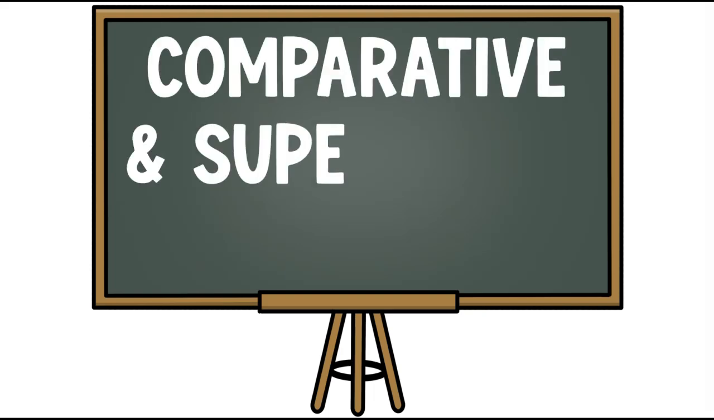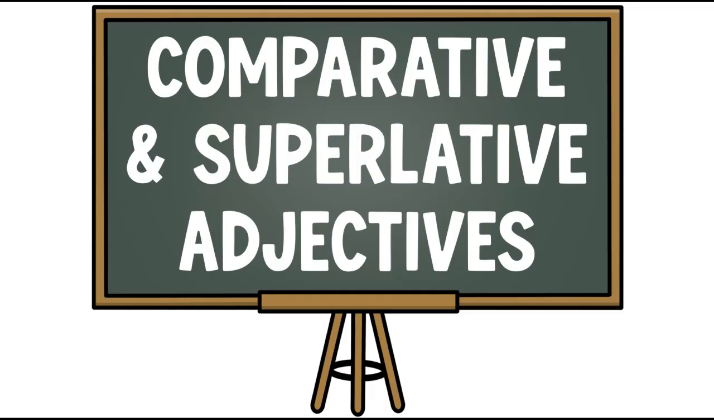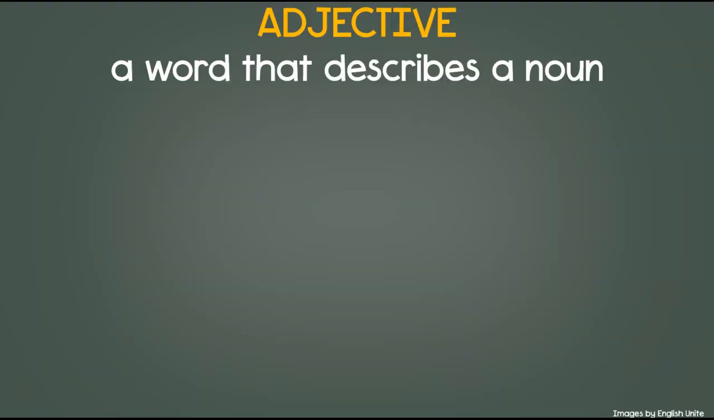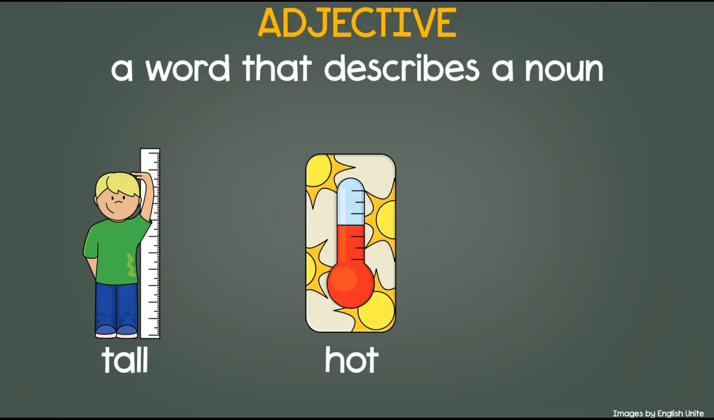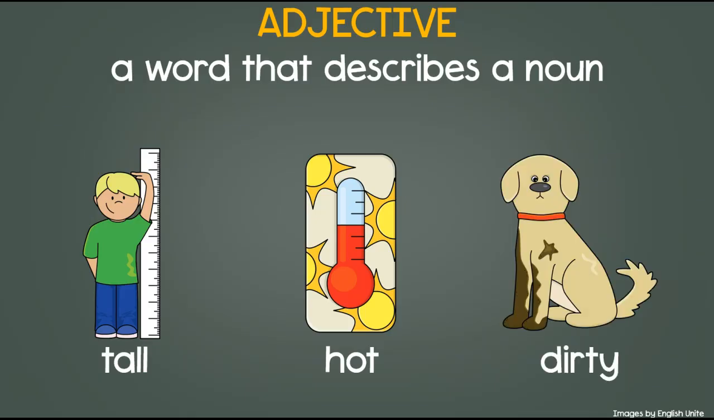In this video, we'll learn about comparative and superlative adjectives. Remember that an adjective is a word that describes a noun. For example, tall is a word that could describe this person. Hot is a word that describes the temperature, and dirty is a word that describes this dog.